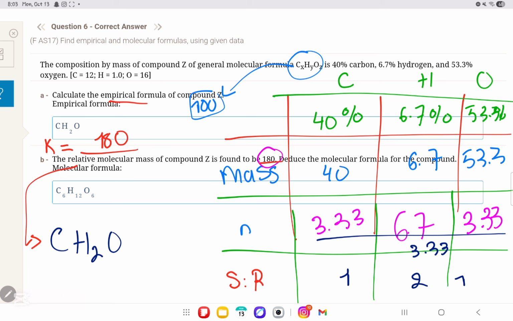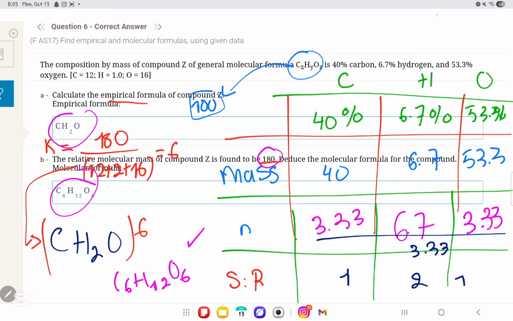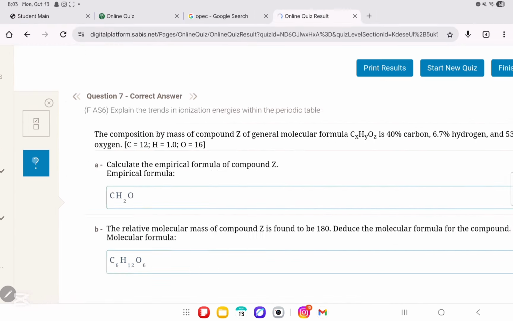mass, which is the mass of the empirical formula. So divided by 12 plus 2 plus 16. So 180 divided by 12 plus 2 plus 16 is going to give us an answer of 6. That means we need to multiply this by 6, and thus we'll get our answer to be C6H12O6. Okay, perfect. Finished with question number 6, we move on to question number 7.